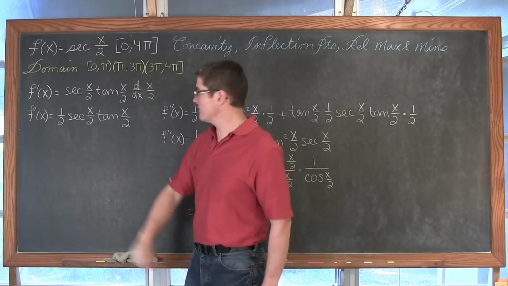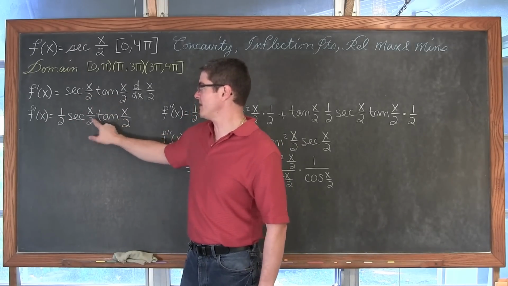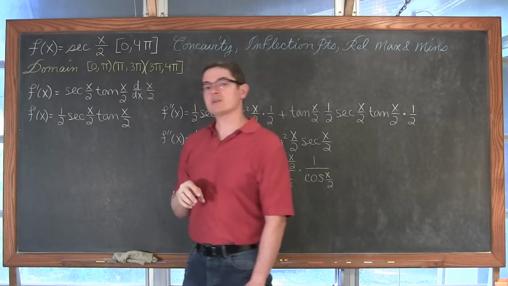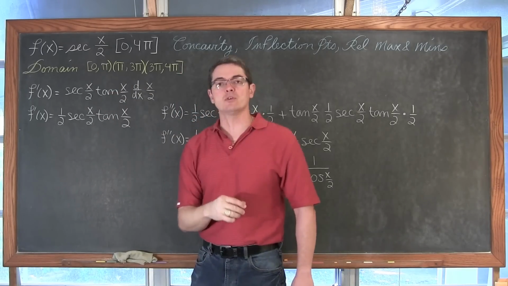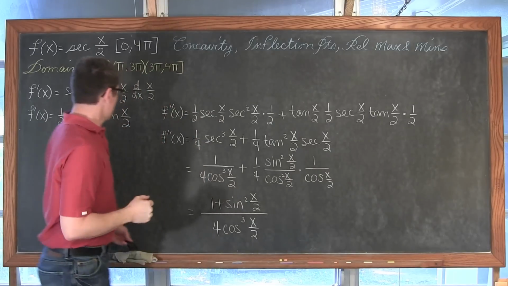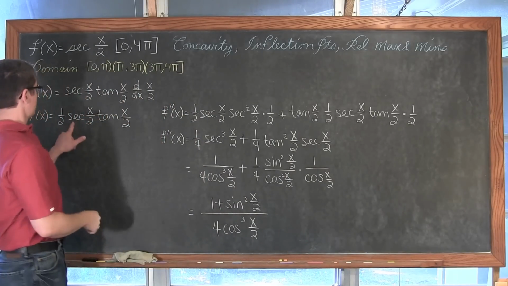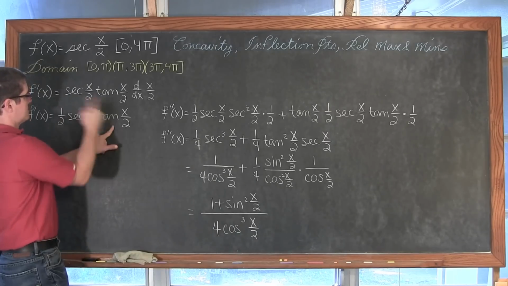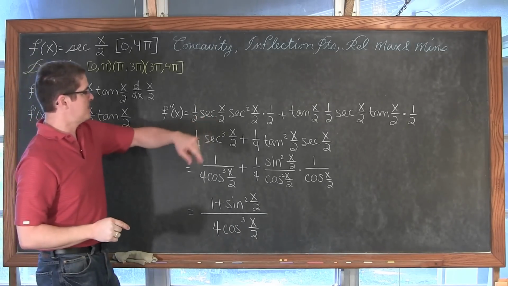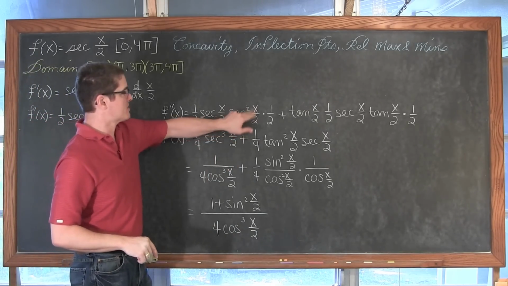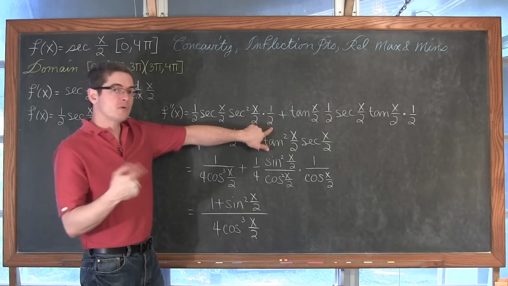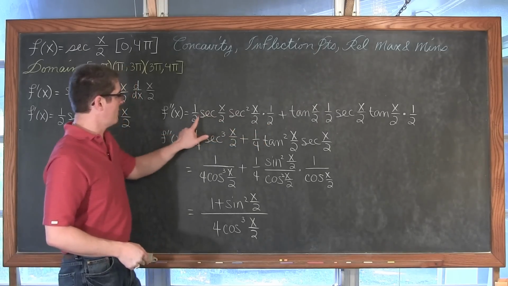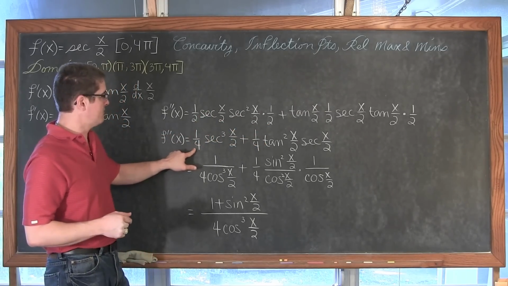Now to find the second derivative, I have two factors being multiplied together. I'm going to let that constant sit with the secant. So I have 1/2 secant x over 2 times tangent x over 2, which means we have to go through the product rule. So it's the first times the derivative of the second plus the second times the derivative of the first. So we have 1/2 secant x over 2 times secant squared x over 2 times 1/2, doing the derivative of that inside function of x over 2 again. That 1/2 and 1/2 is what's going to give us the 1/4.